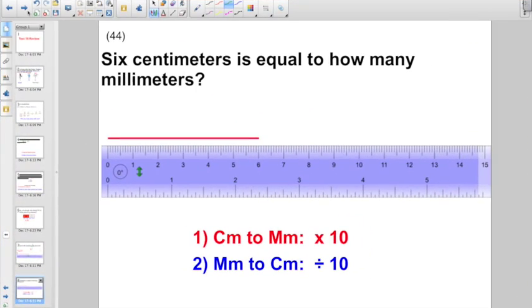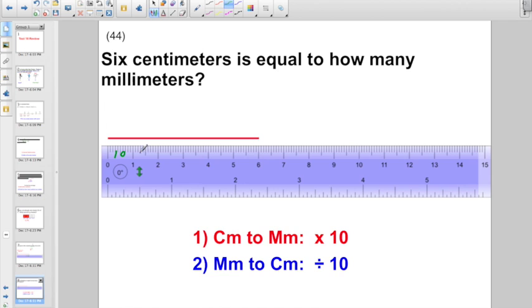So another one coming at us from lesson 44, only now we're flipping our ruler over and we're using the metric side. And it says 6 centimeters is equal to how many millimeters? Well, these lines right here are centimeters. The numbered ones. Here's 1 centimeter, 2 centimeters, 3 centimeters, 4, 5, and 6. These little itty bitty guys, those are your millimeters. So here is 10 millimeters.